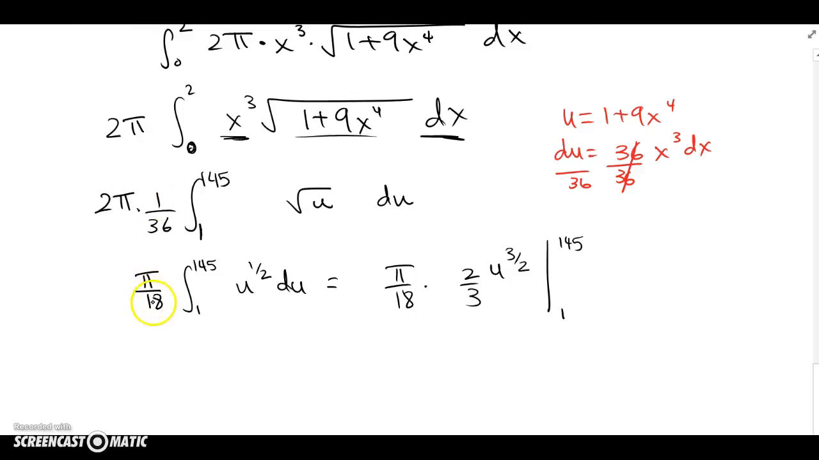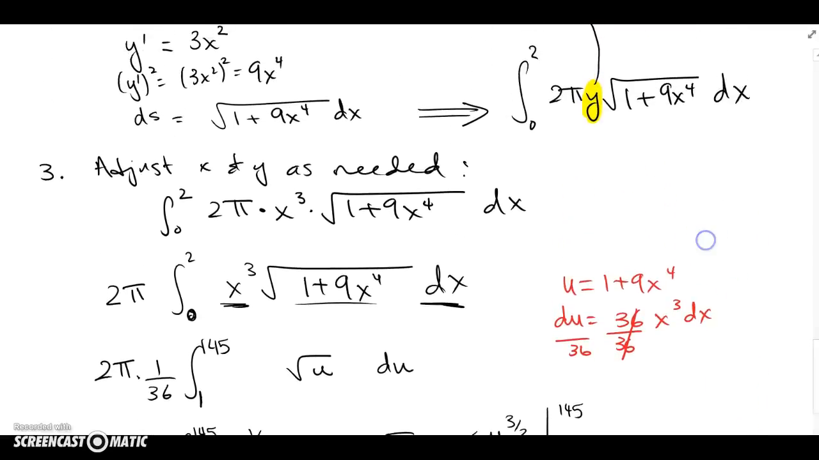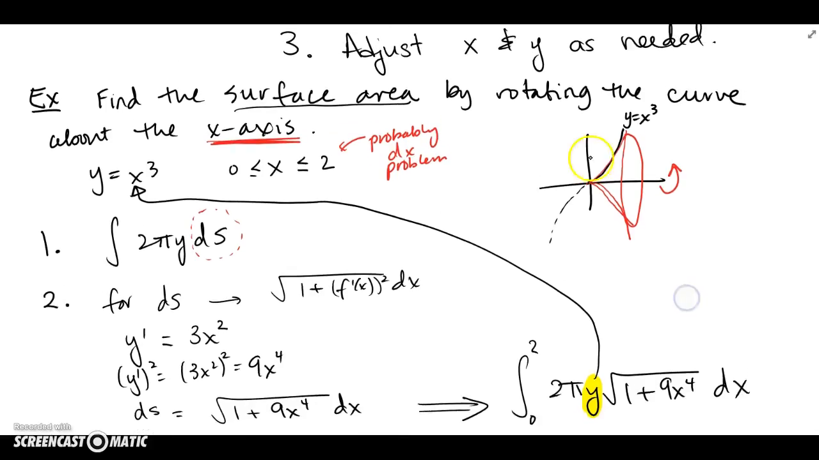So we got pi over 18, u to the half, that's going to go to u to the 3/2 over 2/3, evaluated from 1 to 145. So for an exact answer, we got pi over 27, quantity 145 to the 3/2 minus 1, if an exact answer is required, or punch that into your calculator and you get approximately 2 or 3 square units. Whatever units we're dealing with, remember this is surface area, so we're dealing with units squared. So 2 or 3 approximately units squared, whatever material is needed to cover the outside of this shape, basically.